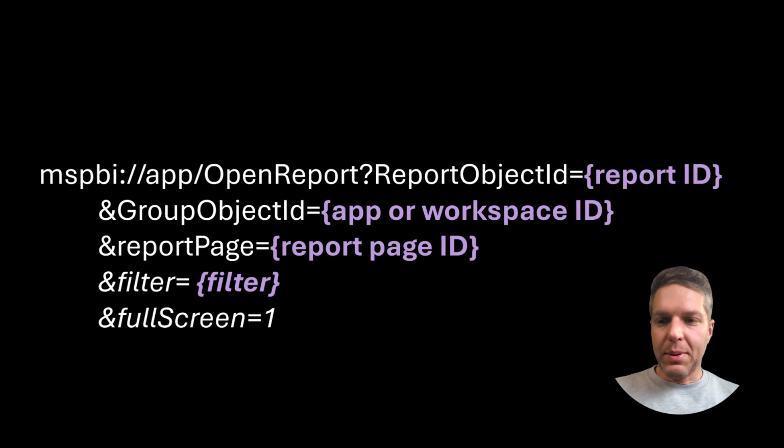A Power BI deep link is a special type of URI. So this is the structure. There are three types of information that you always need to provide. It's the report ID, the app or workspace ID, and the report page ID. And then there are some optional parameters as well, like the filter, the full screen. There are more parameters available. I'll add a link to the Microsoft documentation that goes more in depth on deep linking, but adding the filter and the full screen parameter are the ones that I always use in my work.